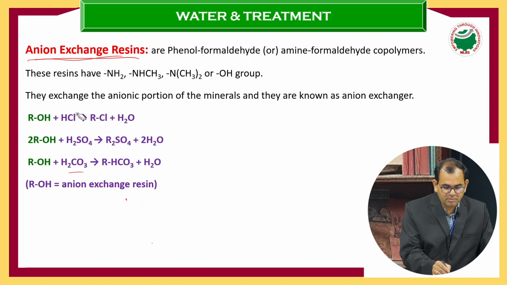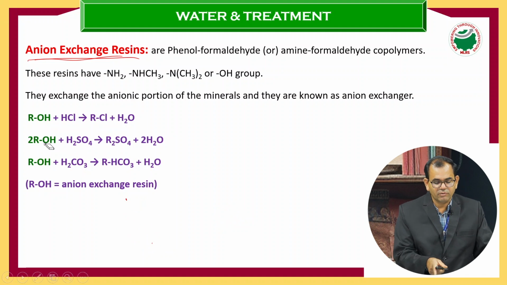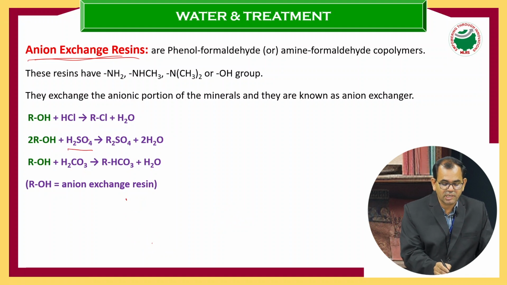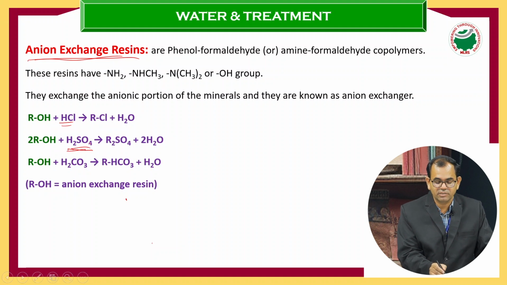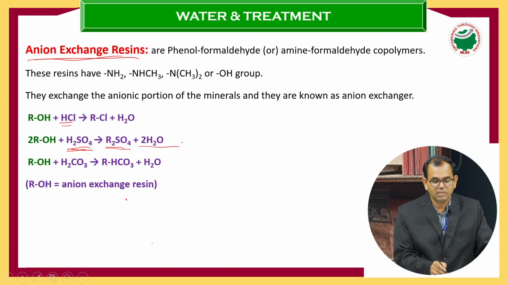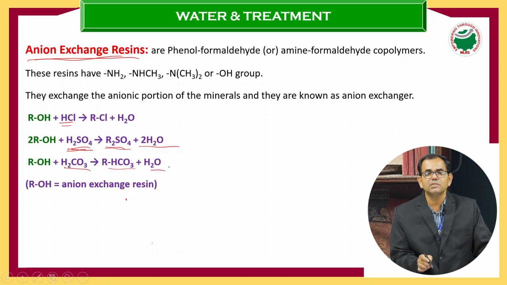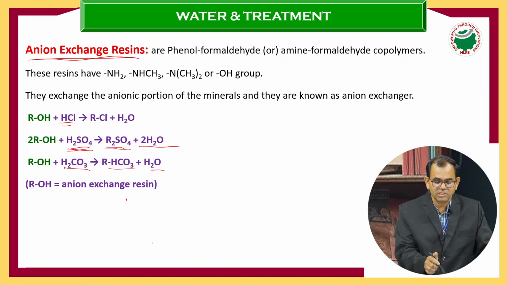Now let us see other examples. ROH with sulfuric acid, in the earlier case hydrochloric acid, now it is sulfuric acid. Same, what is happening? The sulfate ion SO4 2 minus anion has been replaced with OH of the resin, and we are getting R2SO4 and water as a byproduct. Similarly, carbonic acid also gets replaced, with water as a byproduct. Simple. This is the anion exchange process.